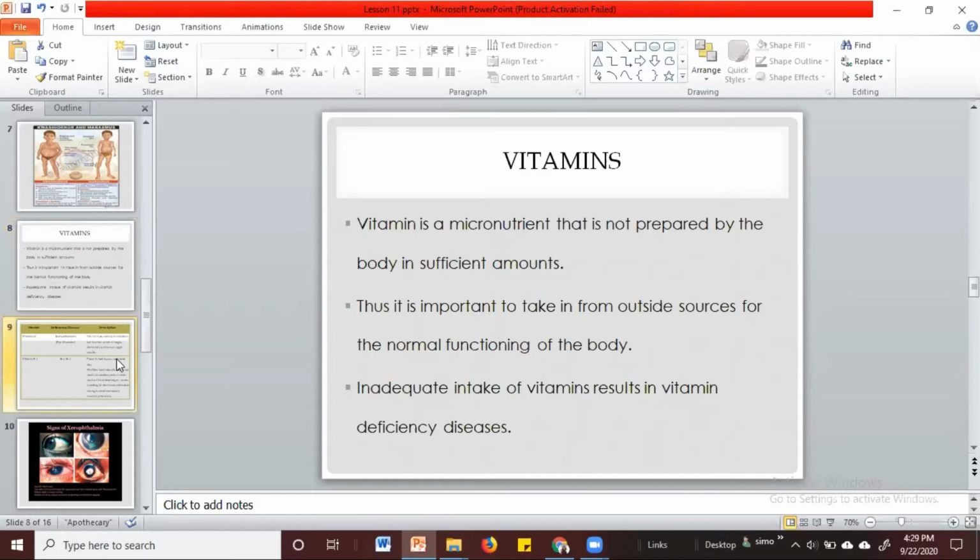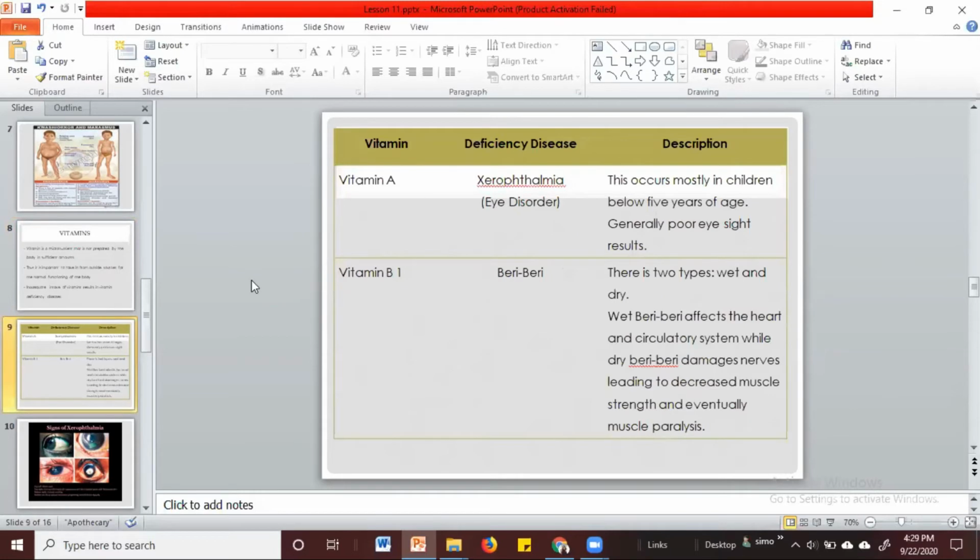All right. Now we are going to look at some of these deficiency diseases that are associated with vitamins. We're first going to look at vitamin A. Now, vitamin A is important for our eyes. If you can remember the last time when we were looking at the functions for the different vitamins and minerals, vitamin A is important for our eyes. Now, if we don't have enough vitamin A for a very long period of time, we will suffer from a disorder in terms of our eyes.